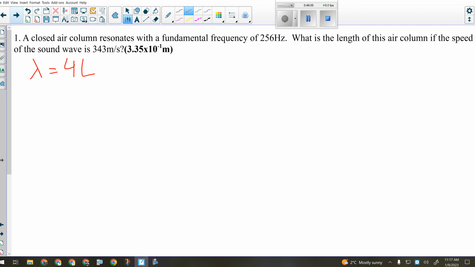And its fundamental frequency, F1, is 256 hertz. What's the length of the air column if the speed of the sound wave is 343 meters per second? So I'm looking for L. What do I need? I need lambda. How will I get lambda if I have V and F?